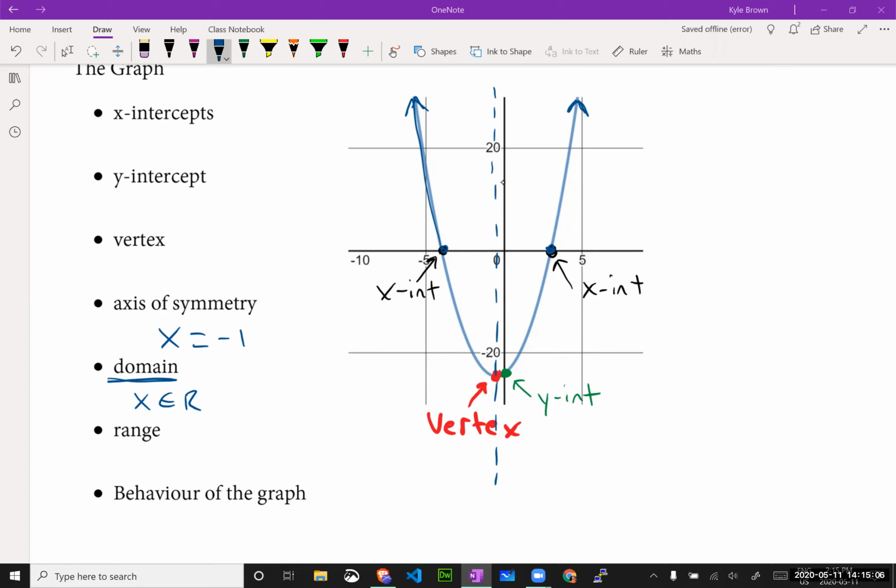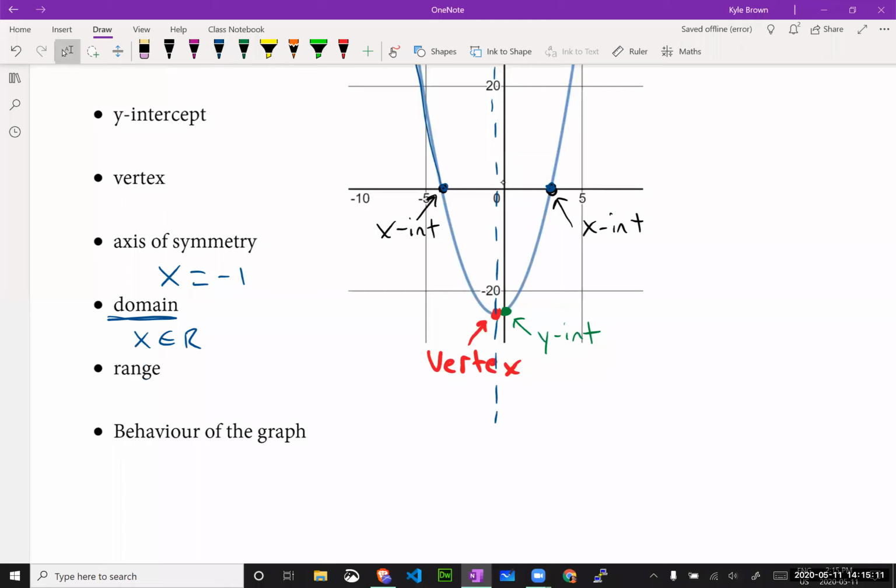Okay. The range here now. So the range is going to be everything that y is allowed to be. So now that is always going to be what you have to figure out where the vertex is. And then in this case, it would be everywhere above it, right? So you can't have any y values because the graph doesn't exist down here, right? But you do have y values up here. I'll do some more examples of that in a minute.